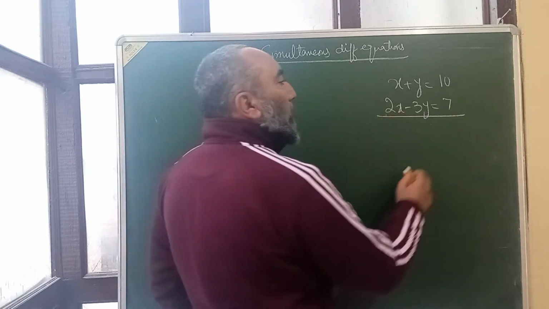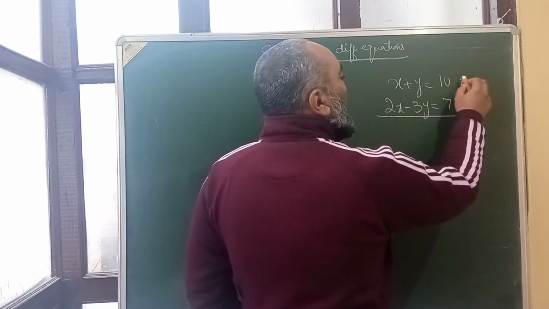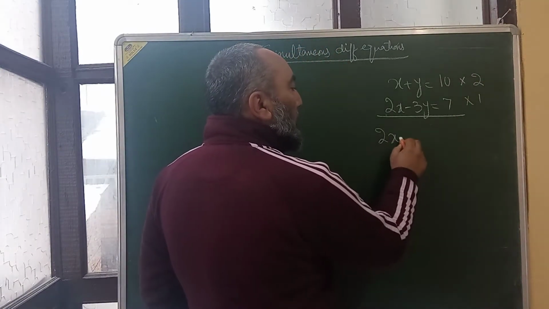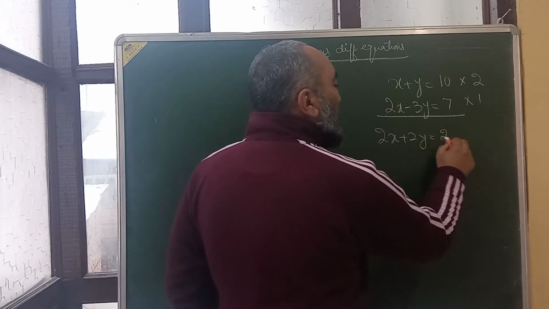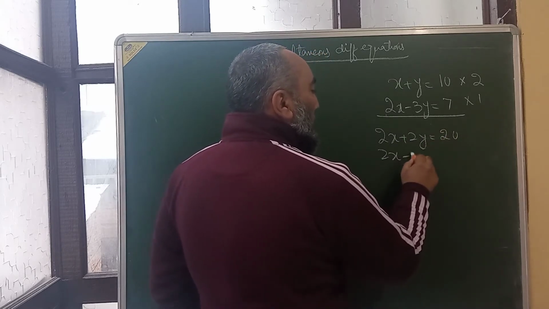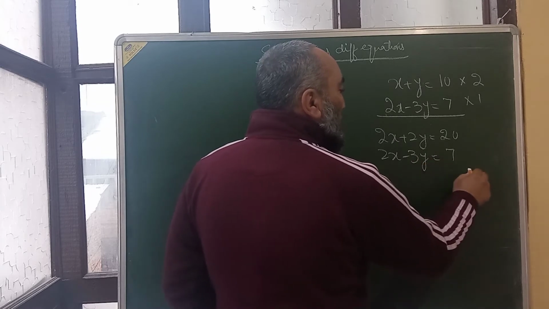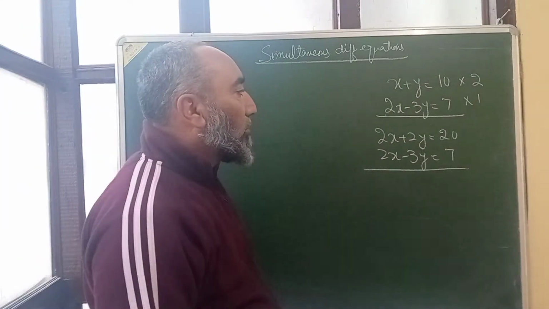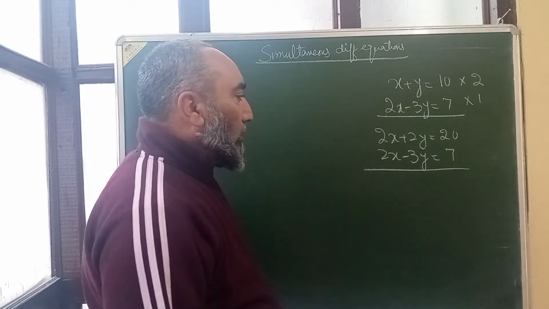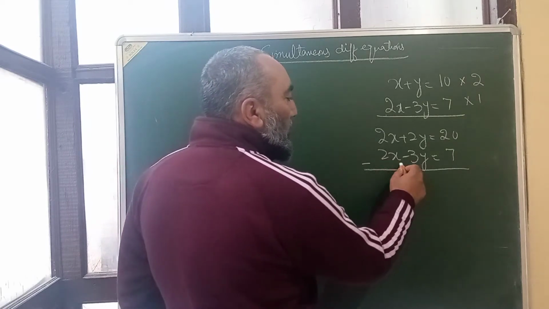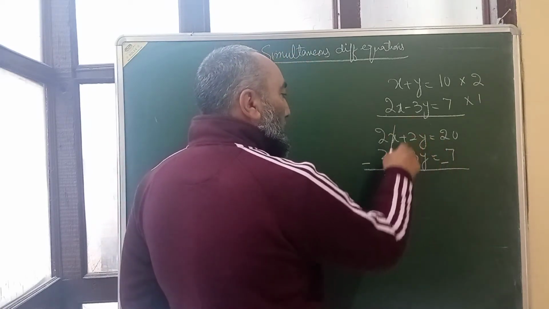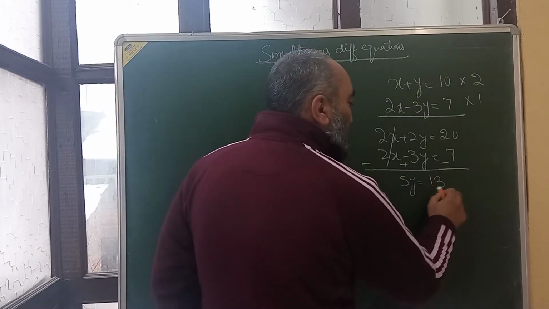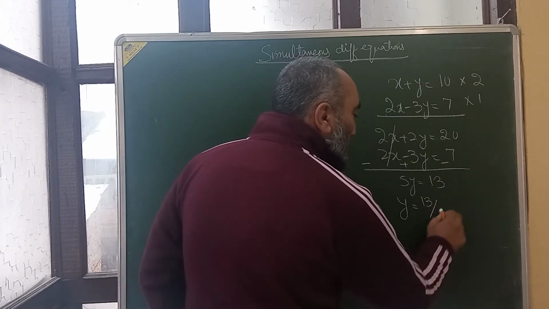For example, in this, we will be multiplying the first equation by 2 and the second by 1. I will get 2x plus 2y equal to 20, and the second one is 2x minus 3y equals 7. So if I subtract, this is minus, this is plus, this is minus. x goes, this is 5y equal to 20 minus 7, it is 13. So I have got y equal to 13 by 5.